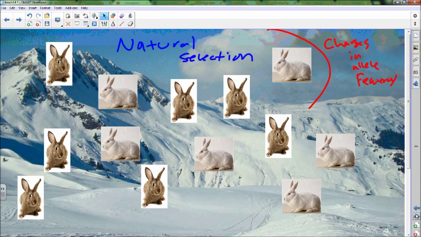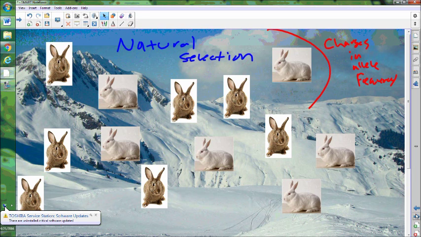Okay, and then our final thing that can disrupt Hardy-Weinberg equilibrium is natural selection. So if these rabbits existed in an environment where there was snow, the brown rabbits are going to stick out much better than the white rabbits. The white rabbits are going to be more camouflaged. The brown rabbits are probably going to be more likely to be eaten, and we have natural selection going on. The white rabbits are more likely to survive.